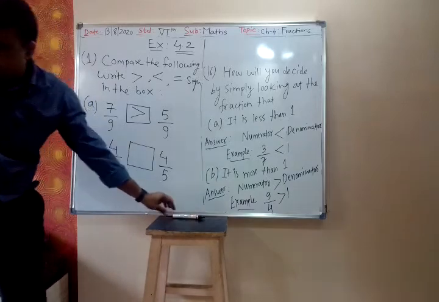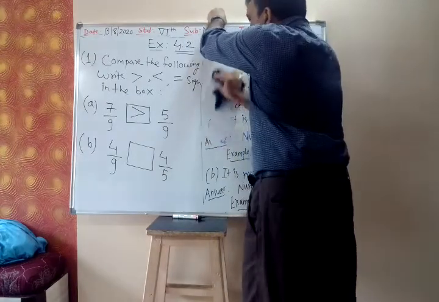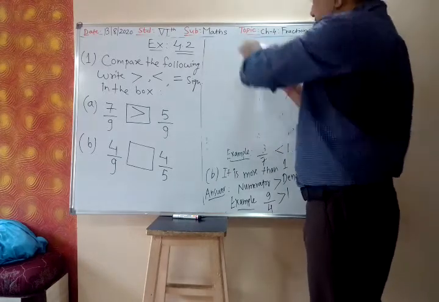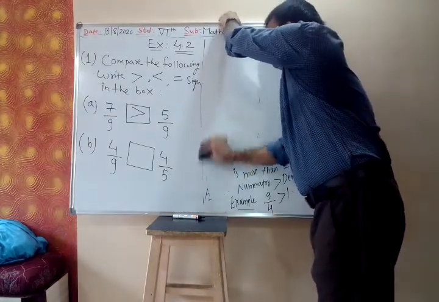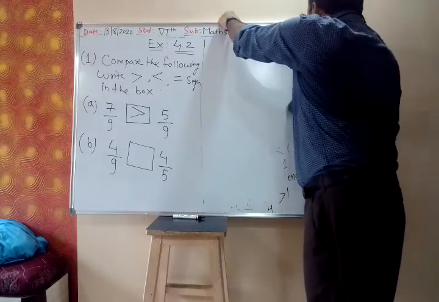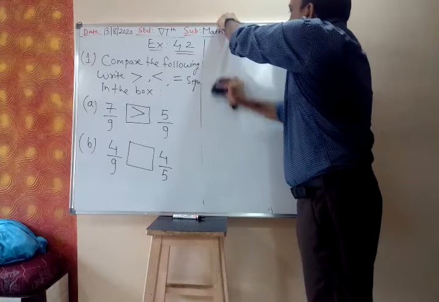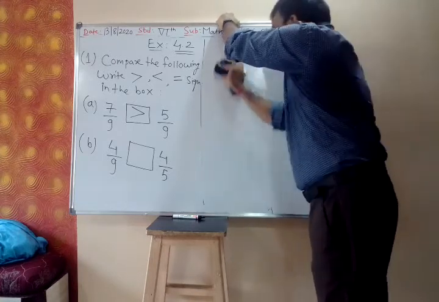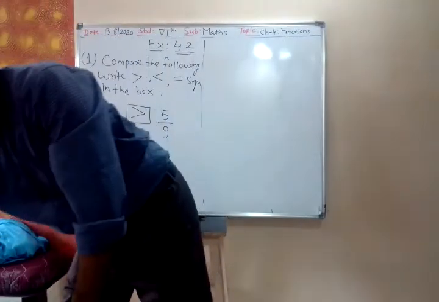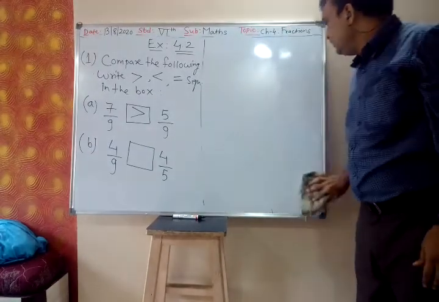So we can do the comparison only when our fractions are like fractions. Yes, their denominators are the same. Only when denominators are the same can we compare the fractions. If the fractions are not like fractions, then first you convert them into like fractions.